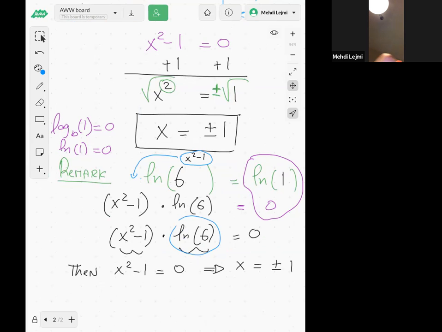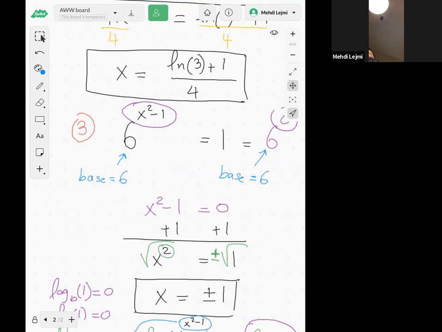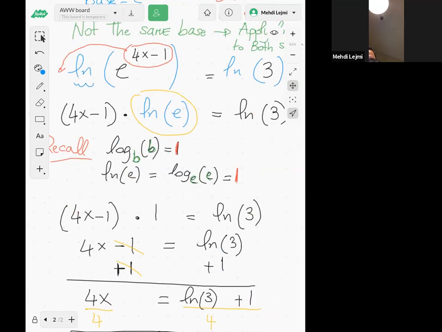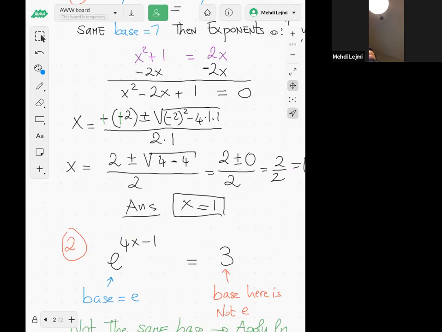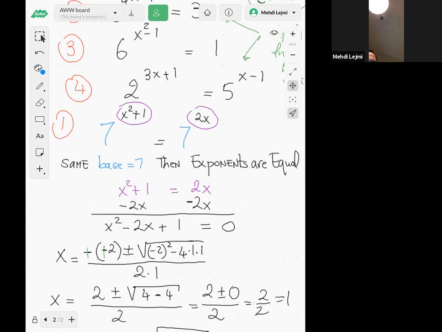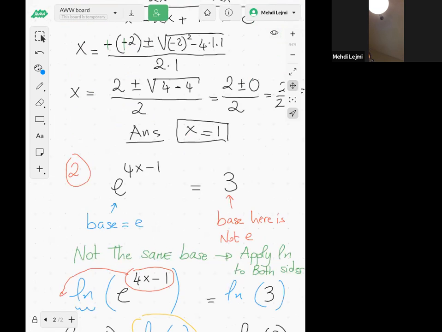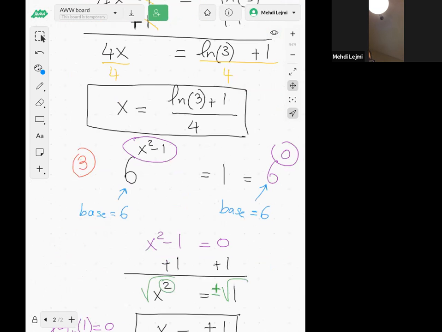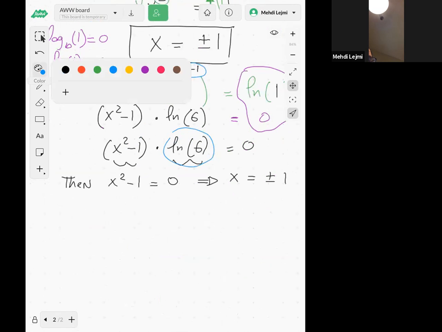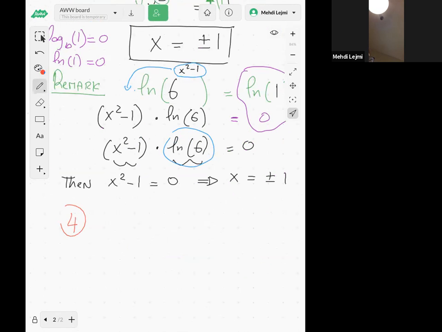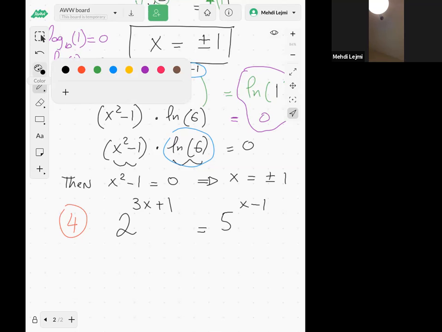Anyway, so for next, if there are no questions, for number 4 and the last equation, let me just find the last equation, which is, yes, 2 to the 3x plus 1 equals 5 to the x minus 1, so number 4. So it's 2 to the power 3x plus 1 equal to 5 to the power x minus 1, if I'm not mistaken. All right, so here clearly we have different bases. This is base 2 on the left, base 5 on the right.